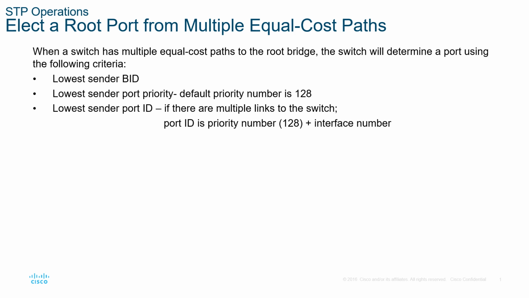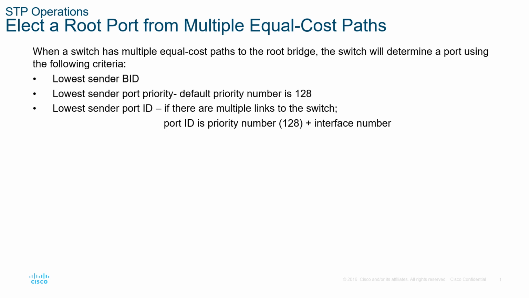In the previous videos, I have shown you how to elect a root port from unequal cost paths. So what does unequal cost path mean? It means that when you have two paths to go to the root bridge, the cost for path 1 and path 2 is not the same. But there are situations where the cost for path 1 and path 2 are the same. That's why we call it an equal cost path.